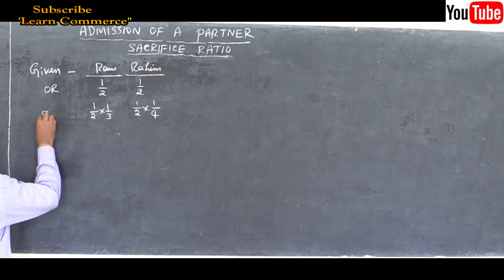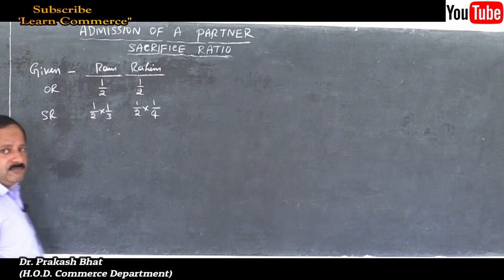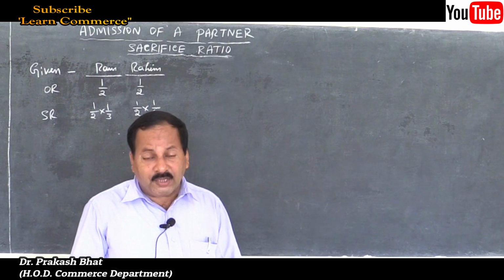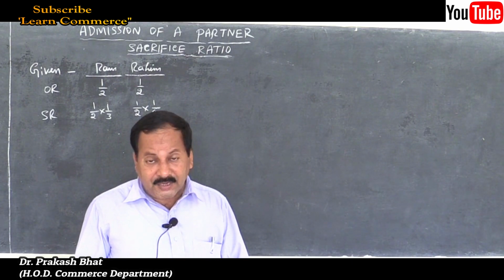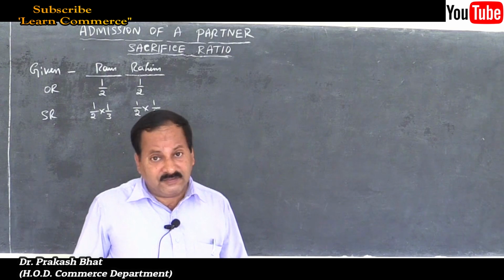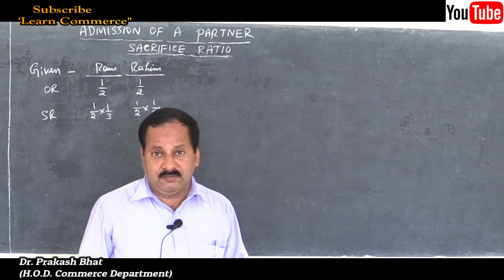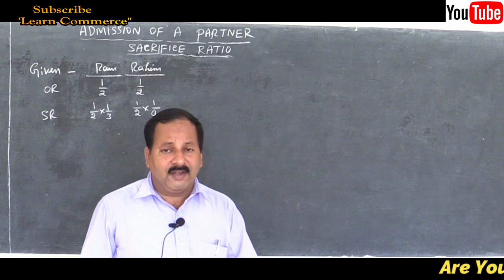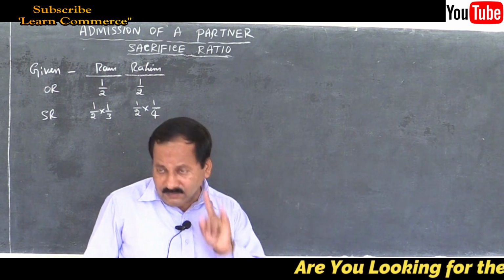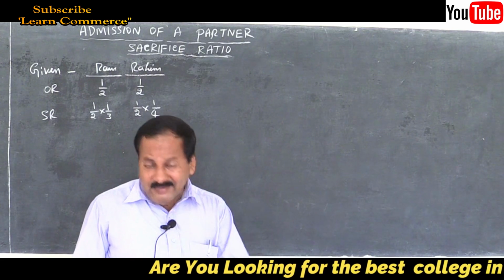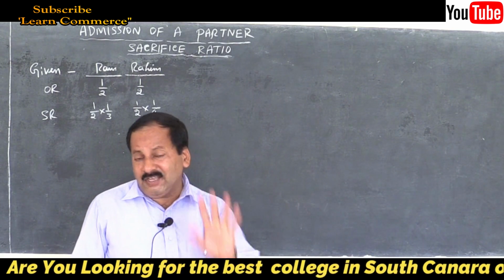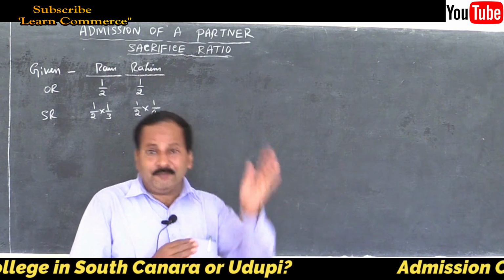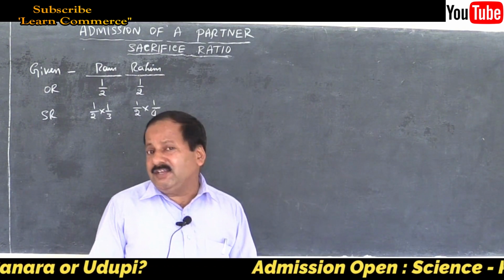That is the sacrifice ratio. So you should remember while seeing the problem, don't jump to the conclusion that 1/3 and 1/4 are sacrifice ratios, then it is gone. You will not get even a single mark. You will get a big zero. Remember this. So make sure that the given shares are not the sacrifice ratios. They are part of their old share. That is what is very clearly given in the problem.